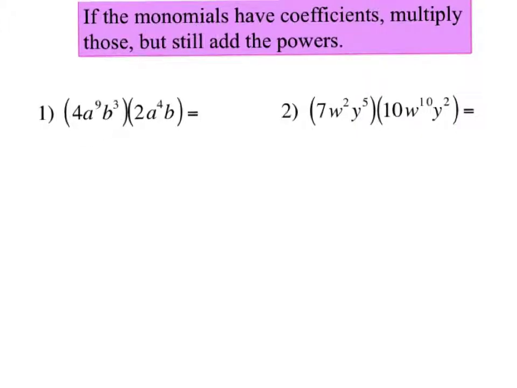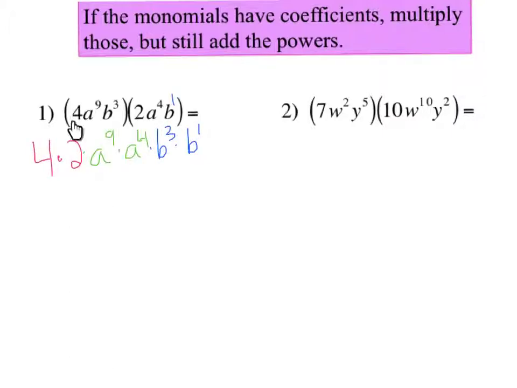Okay, this is kind of what we've been practicing, but a little reminder, if the monomials, so this is a monomial, if they have coefficients or numbers in front, like a 7 or a 10 or a 2 or a 4, multiply those, but still add the powers of the variables. So here's what it looks like. Remember, ignore these parentheses. This is question 1, this is question 2. Ignore them. Don't use them. We'll talk about parentheses later in a different lesson. But for now, these parentheses are the associative property. You don't need them right now.